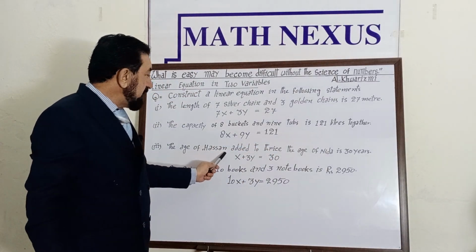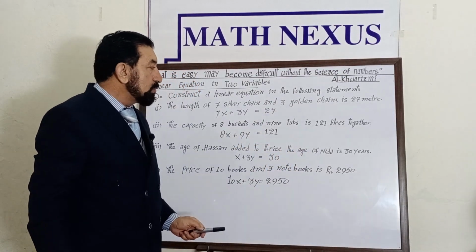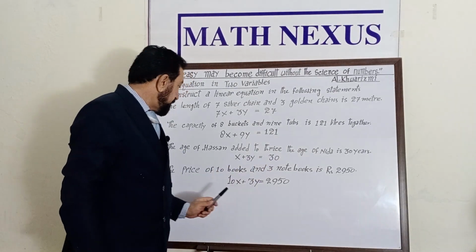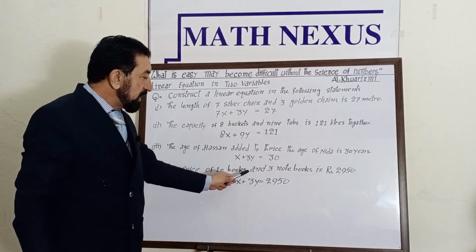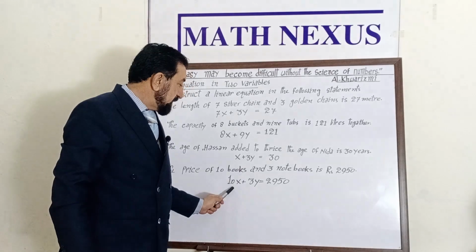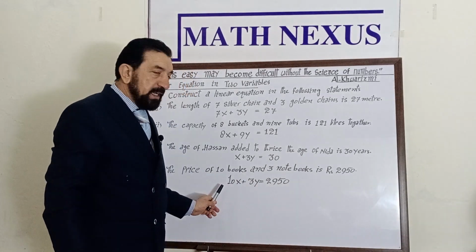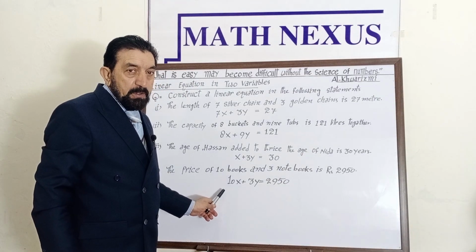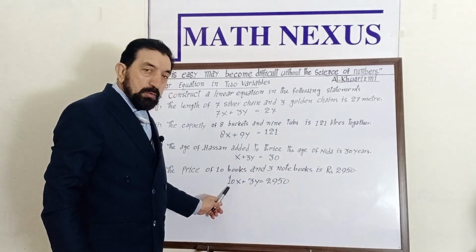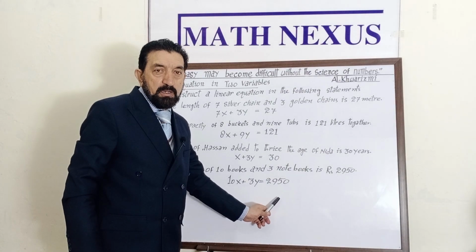The age of Hassan added to thrice the age of Nida is equal to 30 years. X plus 3y equal to 30. The price of 10 books and 3 notebooks is equal to 2950. 10x plus 3y equal to 2950. We can write in this form because there are two variables x and y. These are the coefficients. 10 coefficient, 3 coefficient and 2950 are constant.